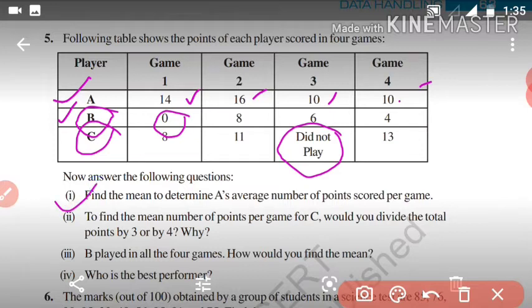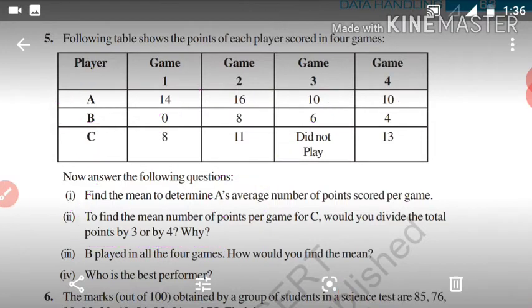Question 1. Find the mean to determine A's average number of points scored per game. So you have to find A's average score. Average score per game means, in the 4 games, what is the average score? We know the average value is just like the mean value: the sum of all the numbers divided by the total number. Question 2. To find the mean number of points per game for C, do you divide the total points by 3 or by 4, and why? You have to give the reason.